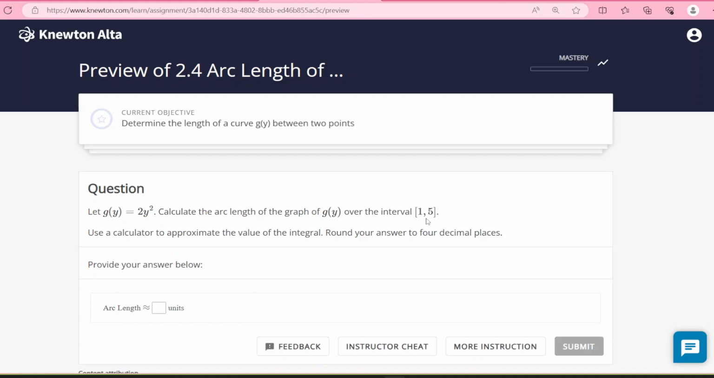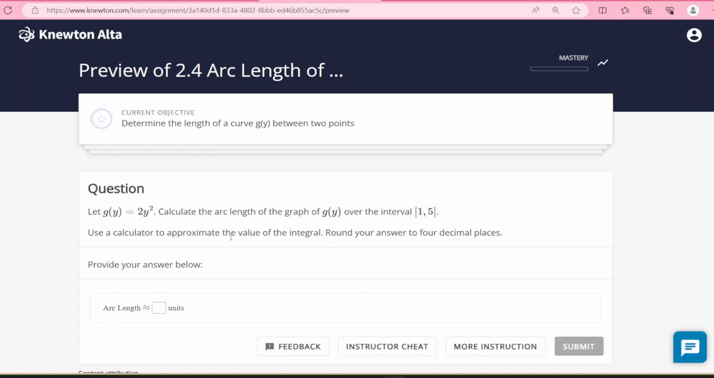I'm hoping, is that the interval from 1 to 5 on the x-axis, the y? It does say over the interval. Well, since they're giving me everything in terms of y here, I'm going to say this is on the y-axis. Okay. Now we'll see if we get it wrong later, then it must be on the x-axis. So I'm going to draw a picture of the piece of curve they are talking about here.